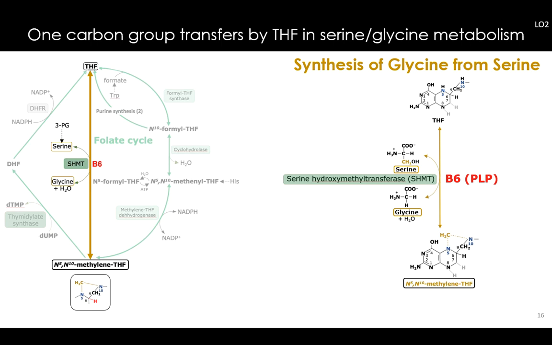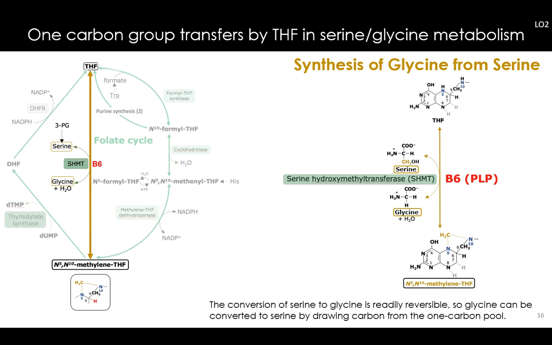N5,N10-methylene-THF is also produced in the synthesis of glycine from serine, as highlighted by the gold arrow in the figure at left. Serine is a non-essential amino acid derived from the glycolytic intermediate 3-phosphoglycerate. As shown at right, THF accepts the methylene group from serine to produce N5,N10-methylene-THF, glycine, and water in a reaction catalyzed by the vitamin B6-dependent enzyme serine hydroxymethyltransferase, abbreviated SHMT.